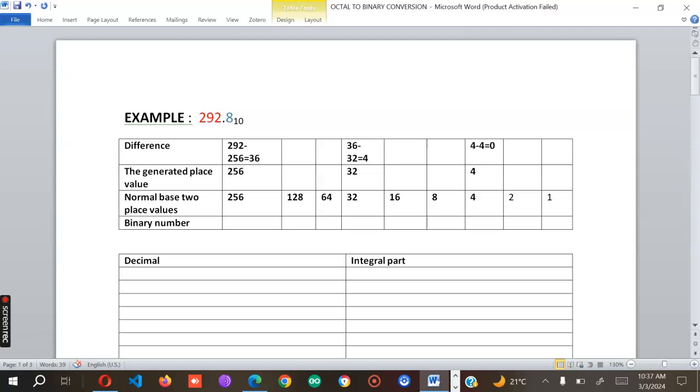Having done that, the next step is to go back to the rules: if the generated place value and the normal base 2 place value are the same.